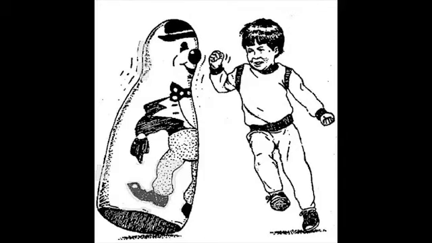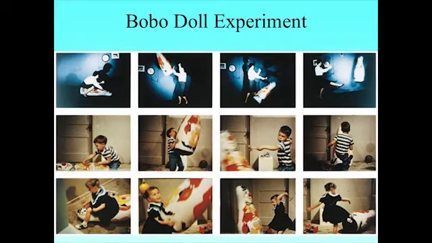number of children who were divided into two groups. The first group observed an adult model kicking and punching a Bobo doll, while the other group observed an adult model doing nothing to the Bobo doll.